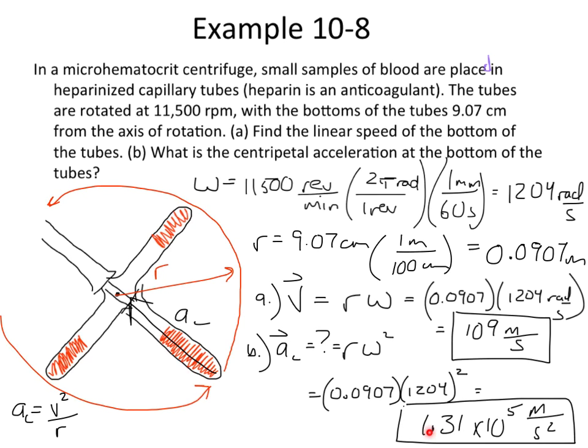So a very, very high acceleration is applied to the blood in the bottoms of these tubes, and they need that to be able to determine how blood behaves in those conditions. Quite honestly, I don't really know why they do that, but they need to subject that blood to those forces and those accelerations.